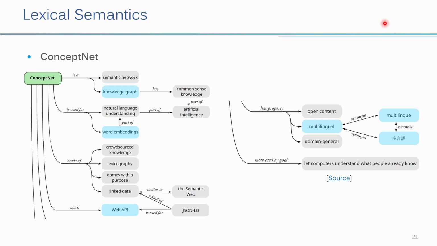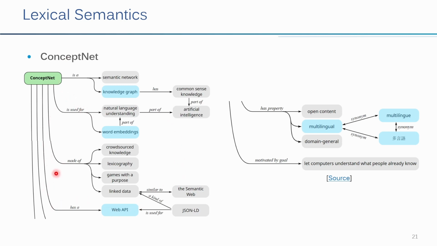And what are the elements that ConceptNet has? ConceptNet was really popular a couple of years ago. Now, I recently looked in their repository again, and some of them have not been updated for a couple of years. So the way they define it, ConceptNet is a semantic network, is a knowledge graph, is used for natural language understanding, and they have all these relationships.